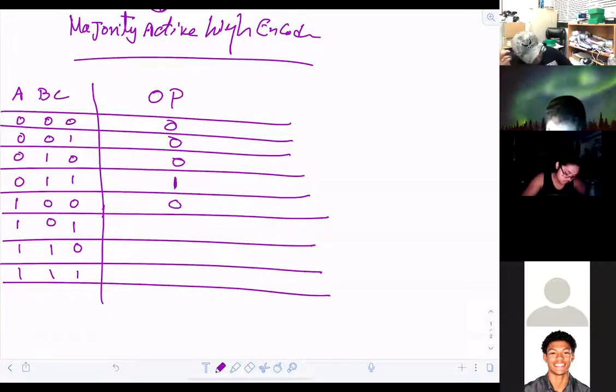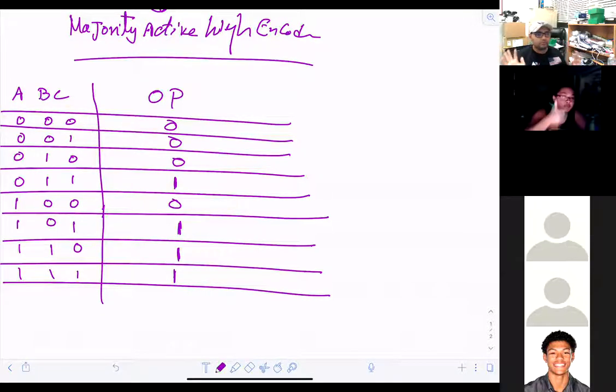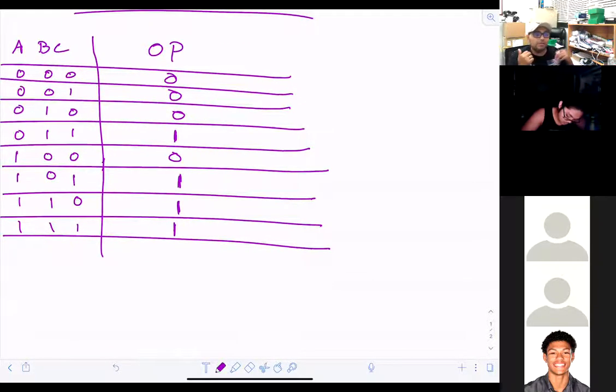Then here it is still 0. Here is 1. Here is 1. Here is 1. So far, so good? Do you guys agree with me? Okay. Now we need to build this using what? Multiplexer. Okay. What type of multiplexer should we have?